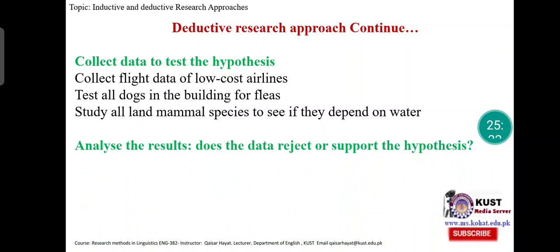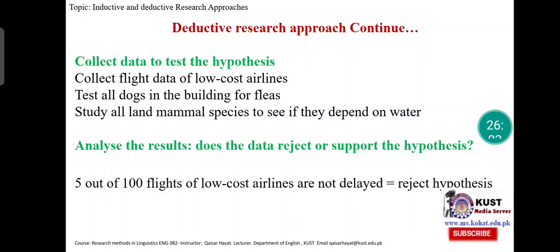Analyze the result. Does the data reject or support the hypothesis? Student, what was your hypothesis? Your hypothesis was that all low-cost airlines always delay in the first case. So you analyze the data here. In the third stage, you collected flight data of low-cost airlines and generalized the average. Yes, maybe occasionally some days they have delays, but maybe most of the time the flight company under study provides in-time services. So your hypothesis is not fulfilled. But let's see what is the case.